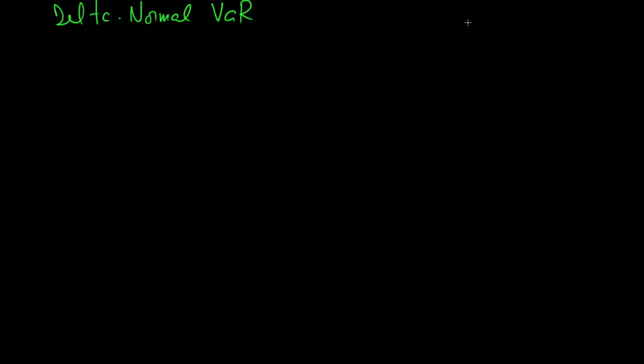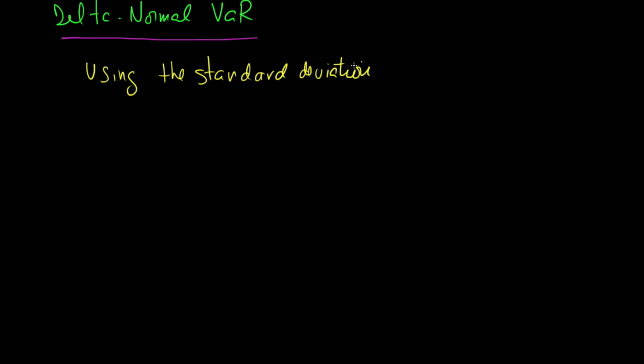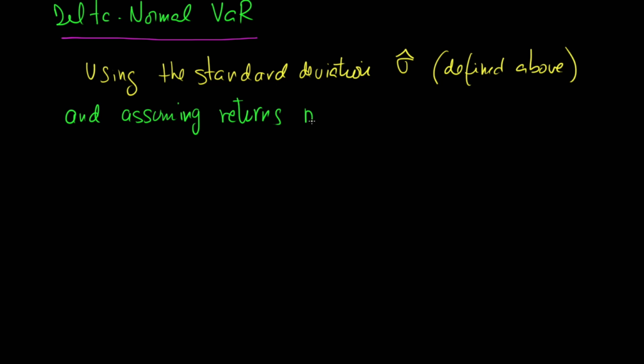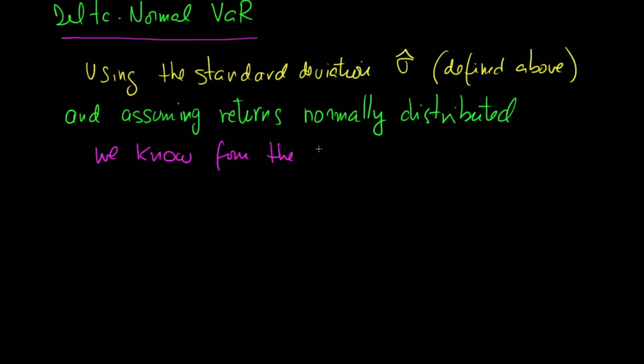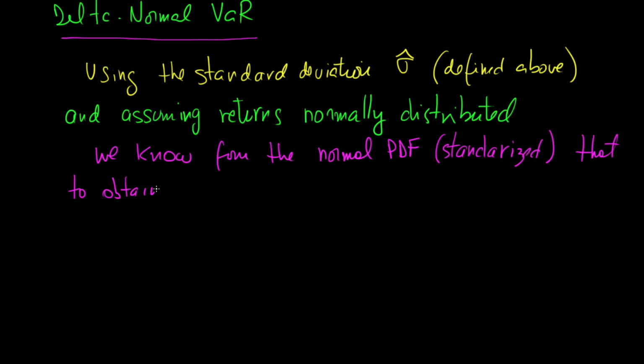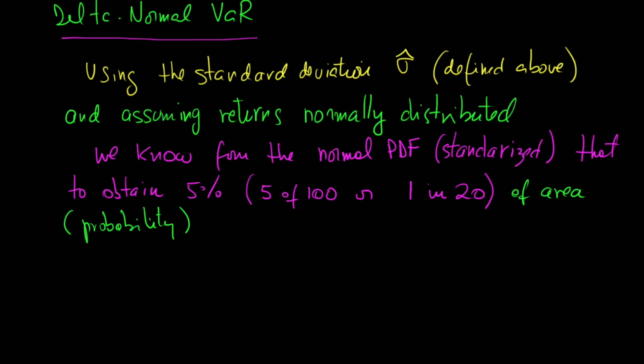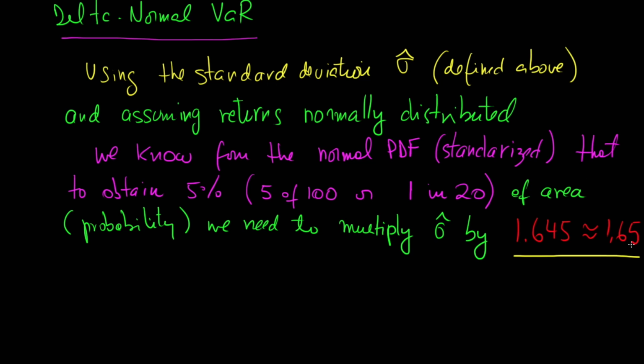Let's see the second methodology, that is the delta normal VaR. It uses the standard deviation calculated from the data we defined above, and the base of this methodology is assuming returns are normally distributed. We know from the normal PDF that if we multiply the standard deviation by a factor, we can get different levels of confidence intervals. For instance, for 5%, we need to multiply sigma by 1.65.